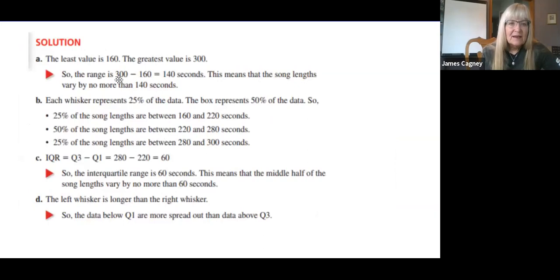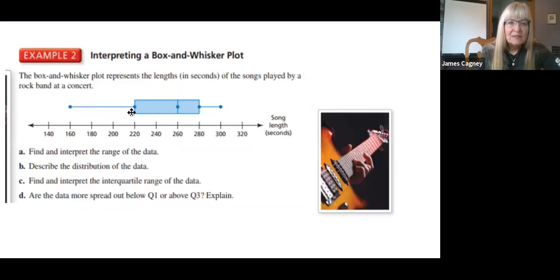So the least value is 160. The greatest is 300. So the range is 300 minus 160, or 140. That means the song lengths vary by no more than 140 seconds. Each whisker represents 25% of the data. The box represents 50% of the data, and we talked about that before. If I look at it again, 25% of the data is in the left whisker, 25% in this whisker on the right. 50% of the data is actually in my box.